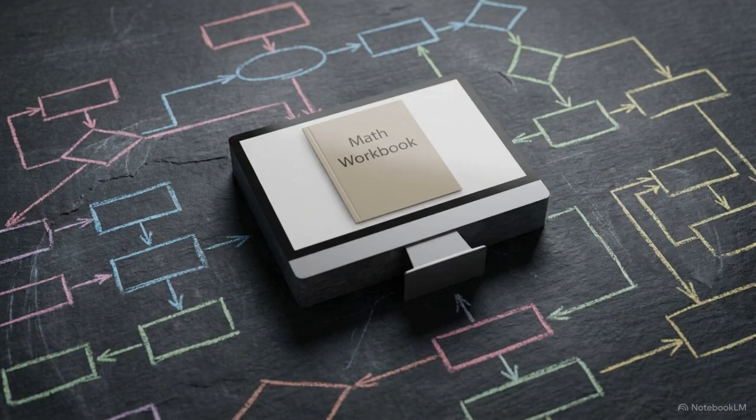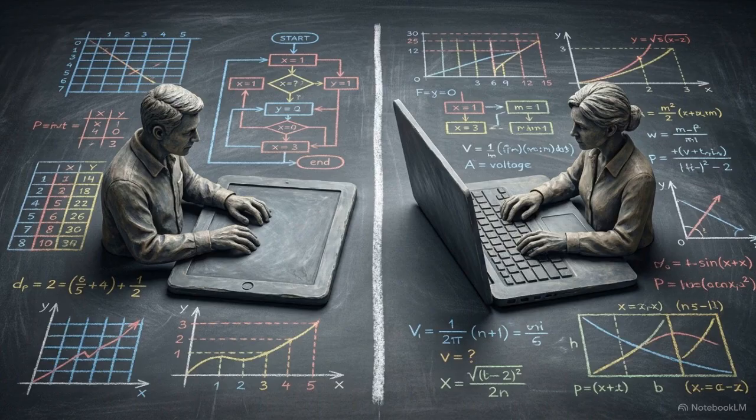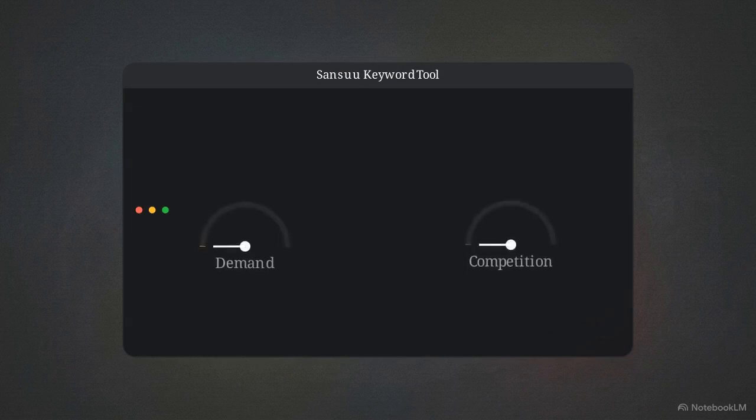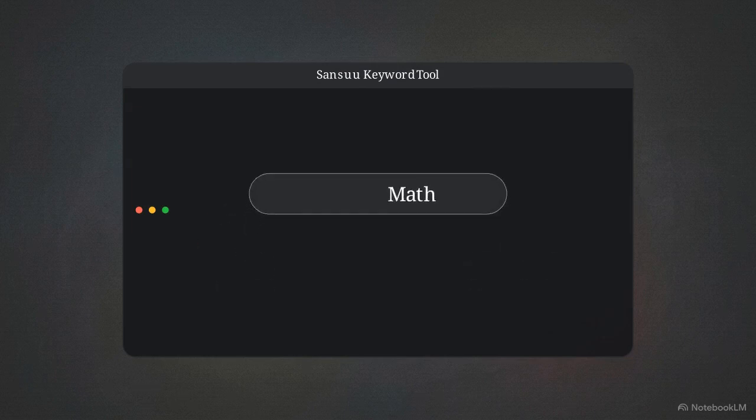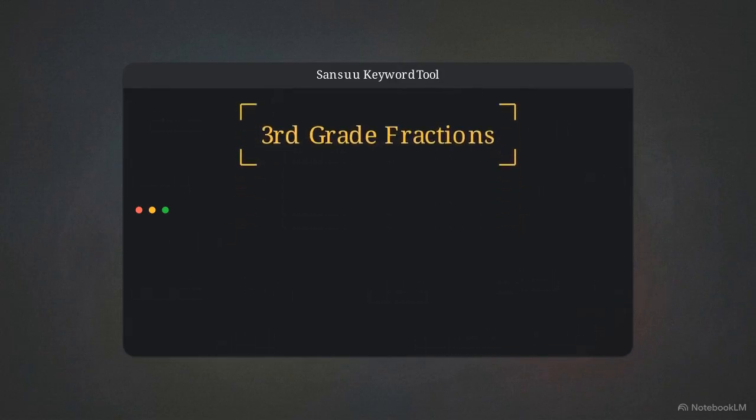Step 1 is finding your market. If you try to publish a generic math book, your listing will get buried under millions of existing products. To succeed, you have to target parents and teachers actively looking for specific practice materials like third-grade fractions or long division for beginners. Sansu Royalty's keyword tool identifies high-demand, low-competition search terms. Feed in a broad category, and it filters out the noise to pinpoint exact sub-niches.